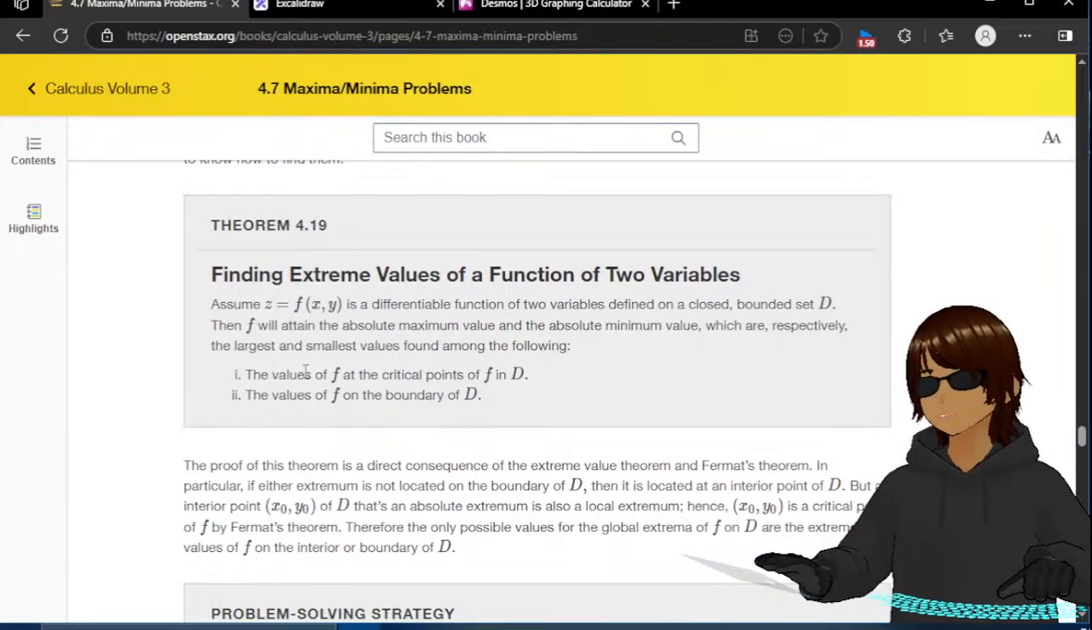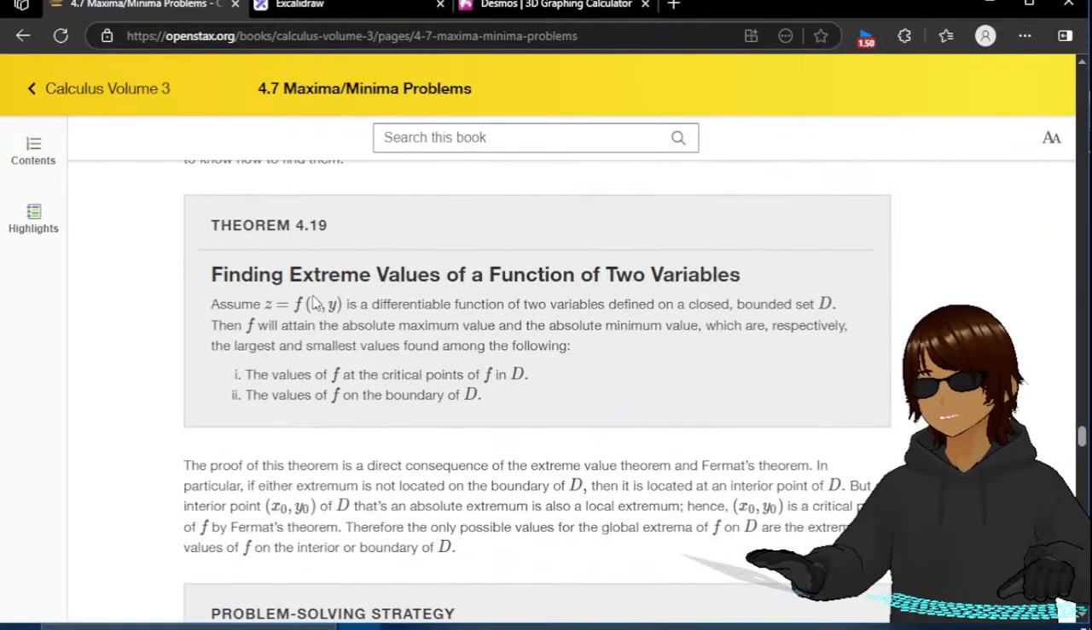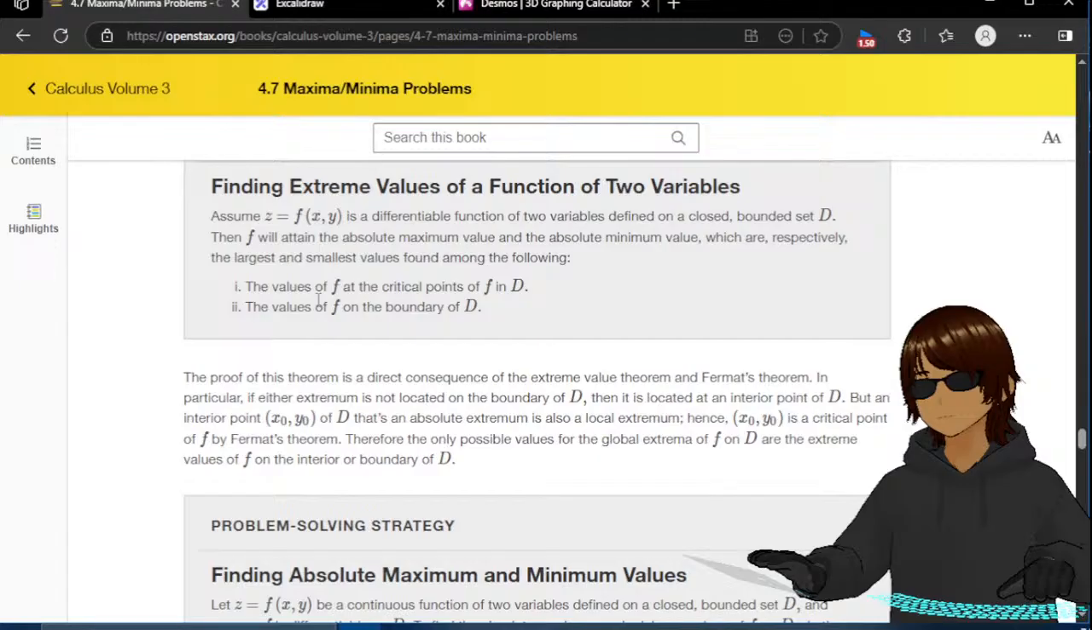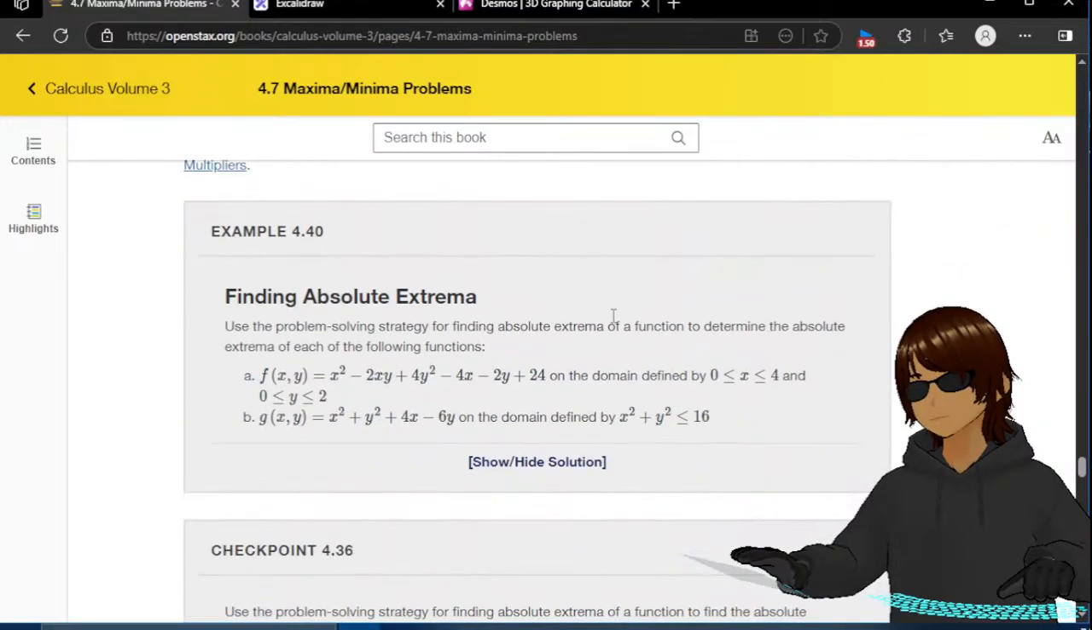Oh, so out of all the values over here, at the critical points and at the boundaries, one of them has to be absolute maximum and one of them has to be absolute minimum, given that the function is continuous. So determine critical points, calculate f at each of these critical points, determine the maximum and minimum values on the boundaries of its domain. On the domain defined by 0.